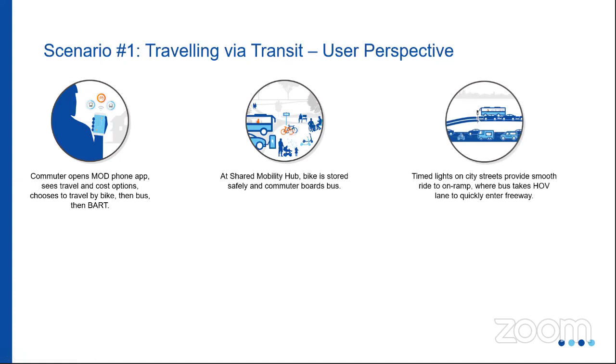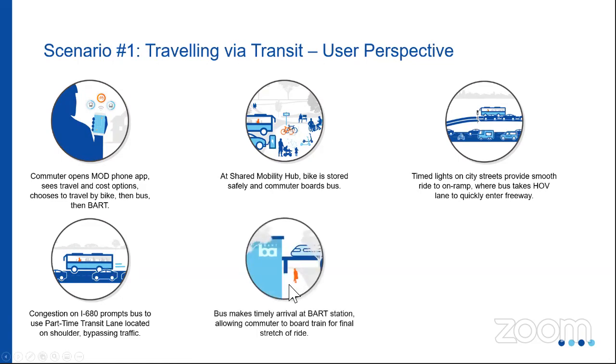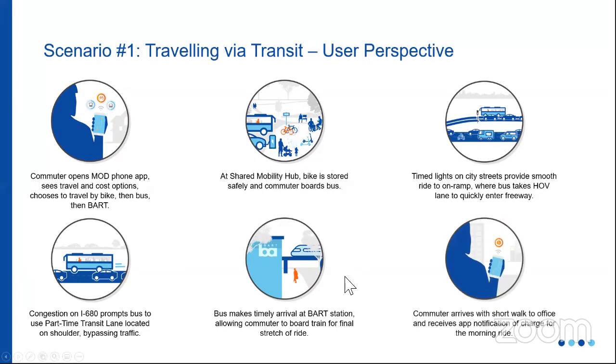The bus is going to then travel through city streets. They're going to take advantage of some nice timed signals and then ride on the on-ramp, where the bus takes the HOV lane to quickly get onto the freeway. But because 680 is congested, the bus is going to take the part-time transit lane that's located on the shoulder, bypassing the regular congestion. The bus is going to then get over to BART for a perfectly timed transfer, so that user is not having to sit and wait for the next BART train. And then they're going to get to their destination, walk to their office, and be notified that they have completed their trip, and this is how much their ultimate trip cost.